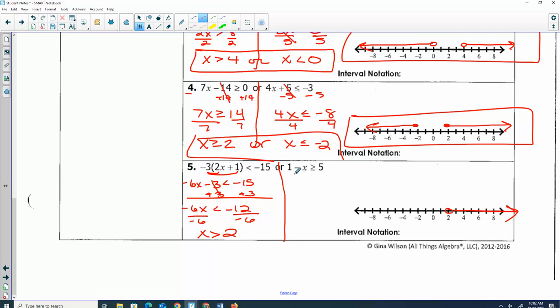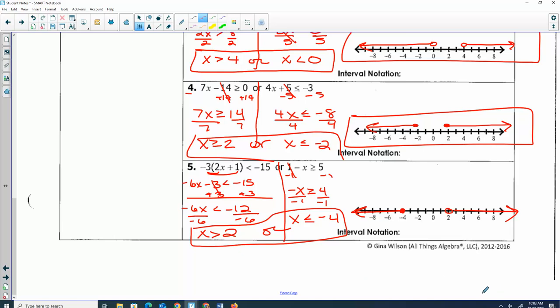What do I do on the next one? You can't just drop that negative in front of the x. It's still there. So -x is greater than or equal to 4. So we have to divide by -1, which flips our inequality. So x is less than or equal to -4. Equal to means closed circle, less than goes which way? Left. So we get x is greater than 2, or x is less than or equal to negative 4.